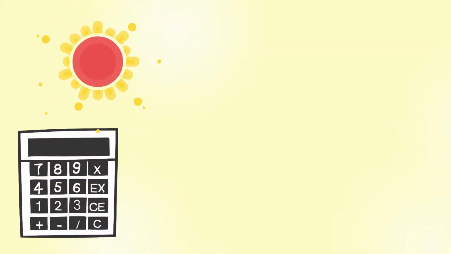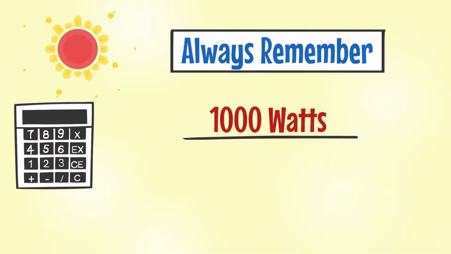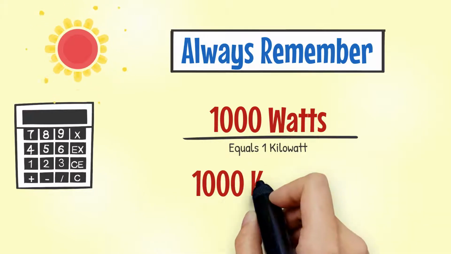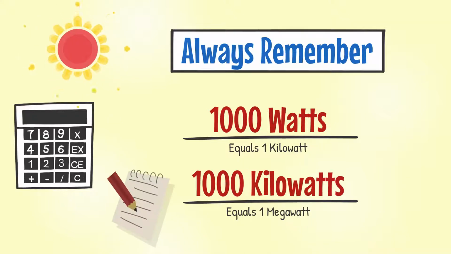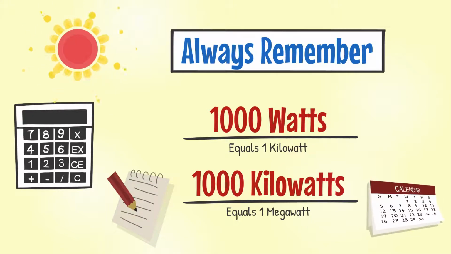Watts are the smallest unit in which solar is calculated. Always remember, 1,000 watts equals 1 kilowatt, and 1,000 kilowatts equal 1 megawatt. Make sure to make note of this, as it will be used on a daily basis.